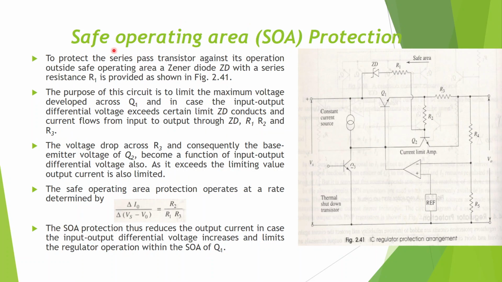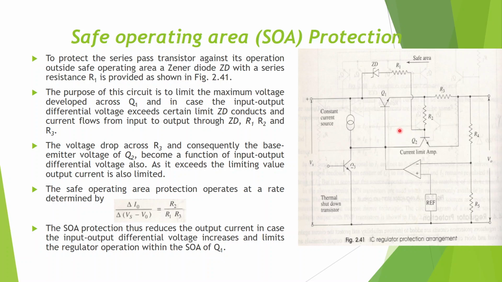Now let us look at the next protection circuit called safe area protection, SOA. As I said, safe area protection makes sure that the difference between the input voltage and the output voltage does not go beyond a certain limit, which means the difference between the collector and the emitter of this series pass transistor does not exceed a limit. So as long as this difference is not exceeding a limit, the current will pass through Q1.